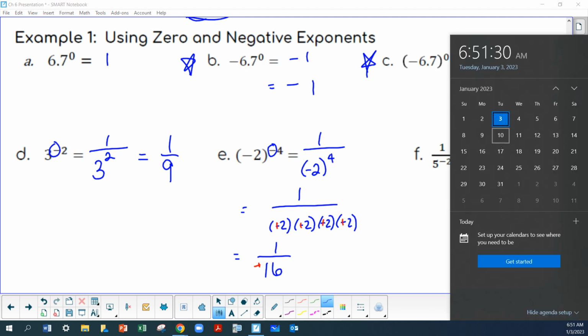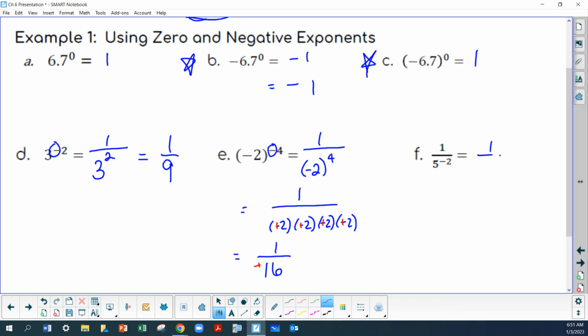Letter F, 1 over 5, oops, I'm sorry, it's already down below, isn't it? This negative here now will make the 5 squared come up above. So rather than being in the denominator, it moves to the top as a 5 to the positive 2, and that we know turns out to be 25.